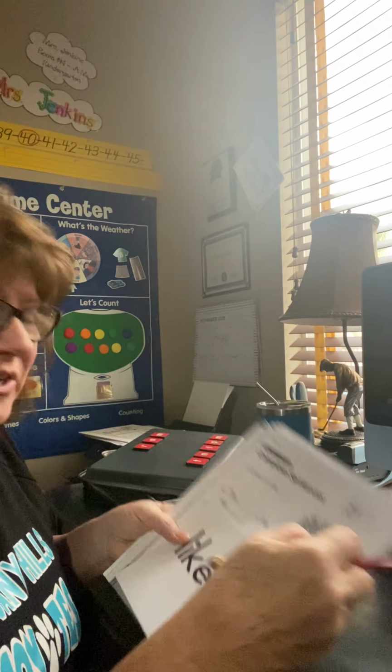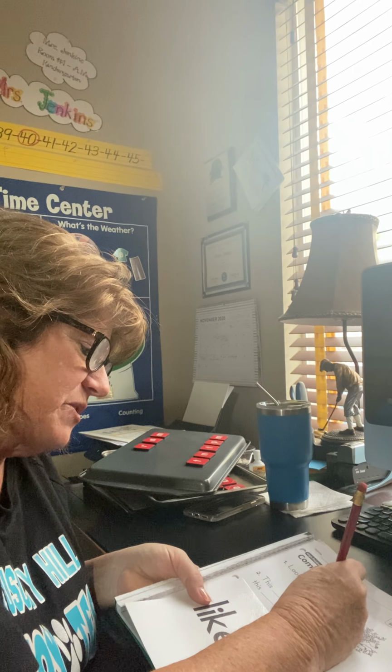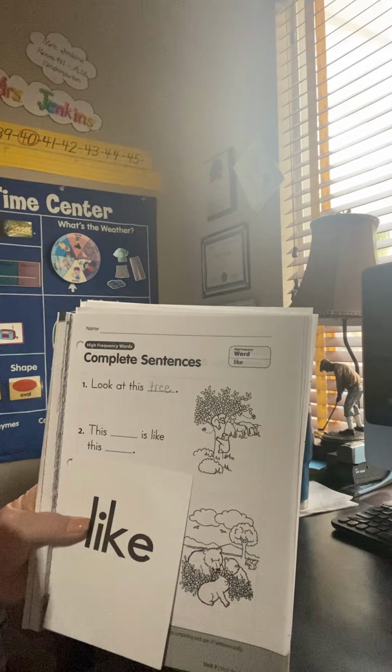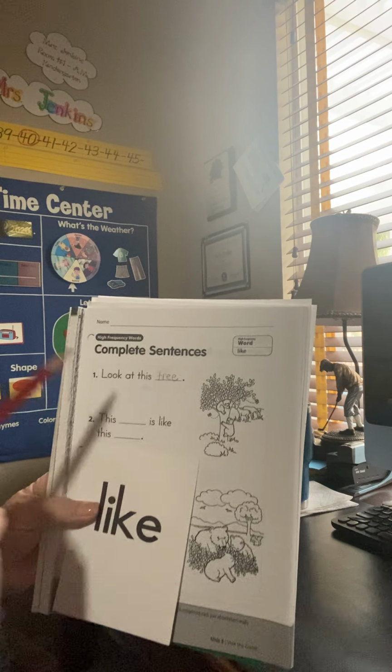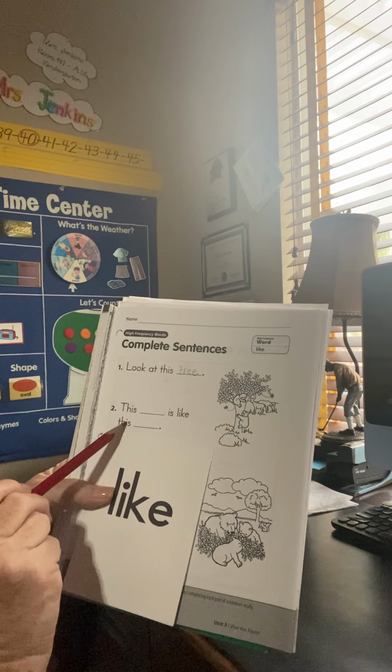I'm going to write it, and you do not have to write the word. I'm going to write it just because to me then it'll make more sense. A few of you might want to do that, but you don't have to. You just fill in the blank when you read it. Look at this tree. Now it says this blank is like this blank.